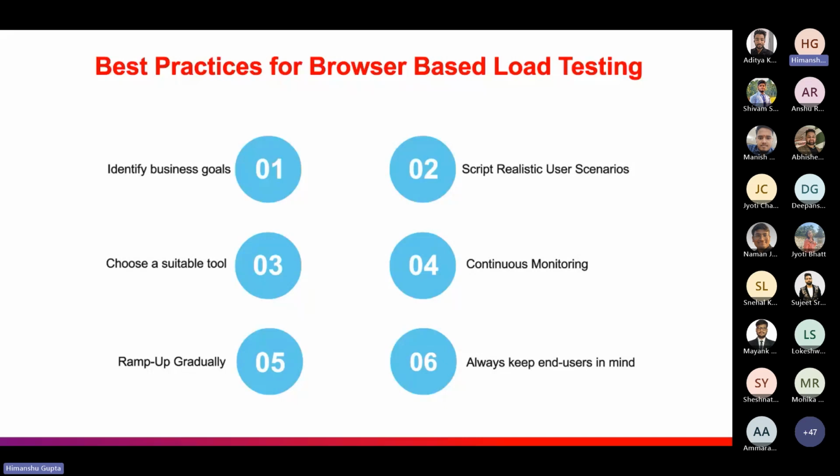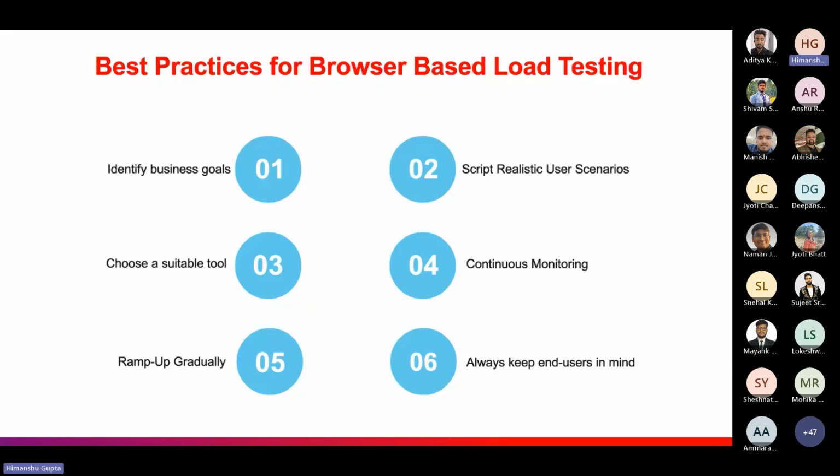So we should develop realistic test scenarios that mimic actual user behavior, and this includes navigating through pages, submitting forms, and interacting with dynamic content. The script should simulate a variety of user actions to represent different user journeys on your website. Third is choose a suitable tool.